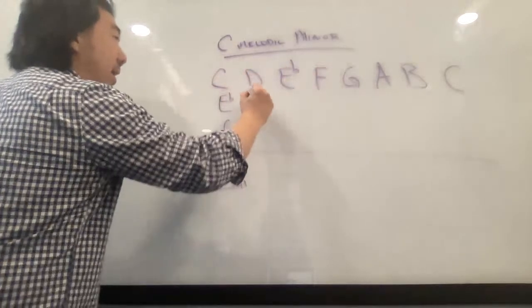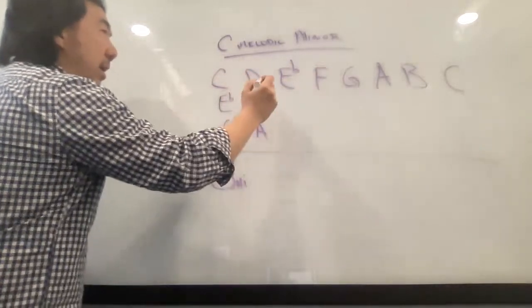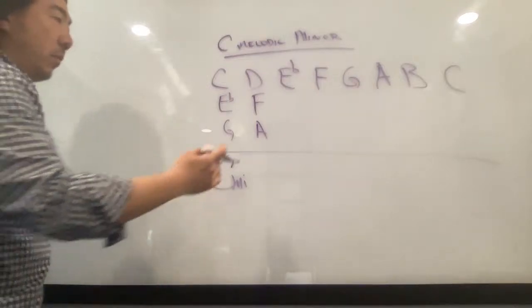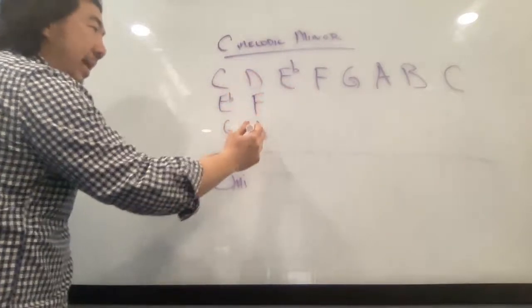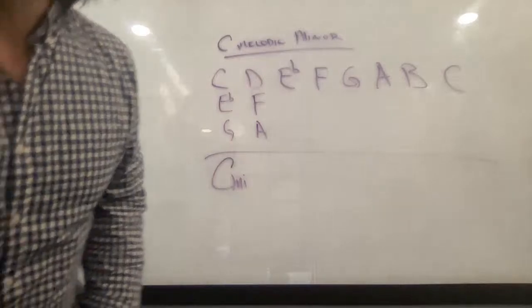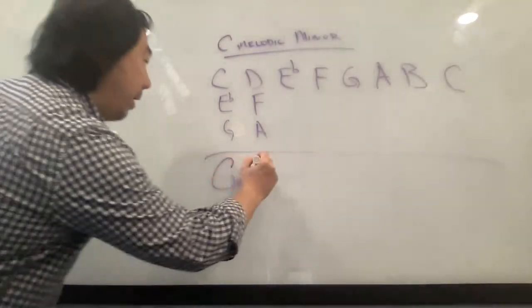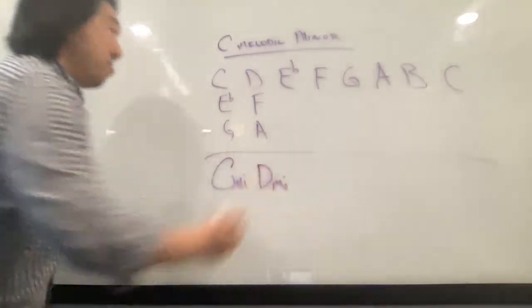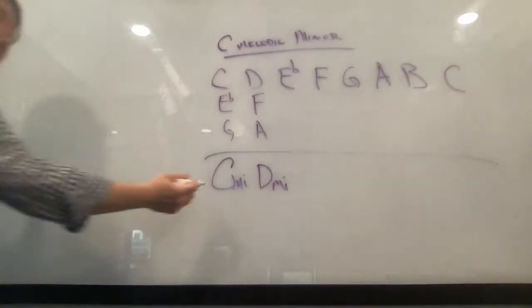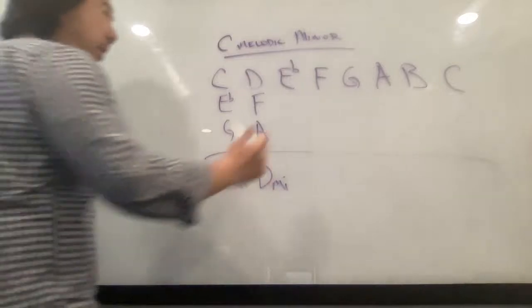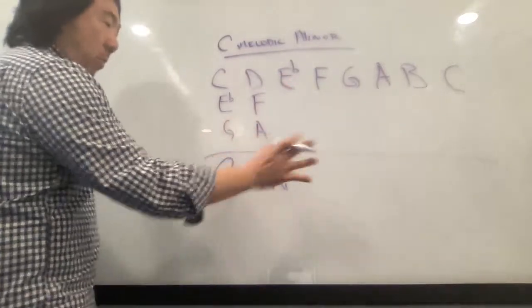D, F, A. I'm just going every other note. And again, you might have to play it, or count, whatever you need to do. I'm just doing it in my head. D, F, A. That's D minor. So the one chord is C minor, the two chord is D minor. Two minor triads, okay?